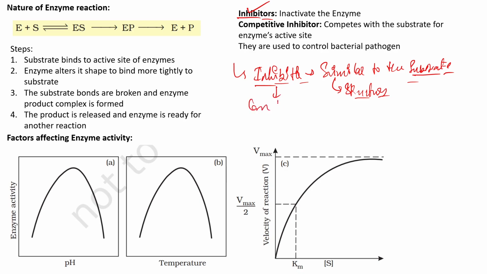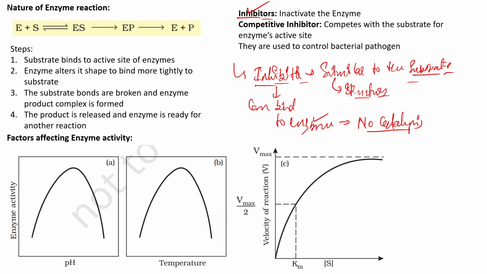They can bind to the enzyme. However, after binding to the enzyme, there will be no catalysis. There will be no catalysis in the sense that the enzyme is actually inactivated. So inhibitors are important because they can inhibit the enzyme activity.